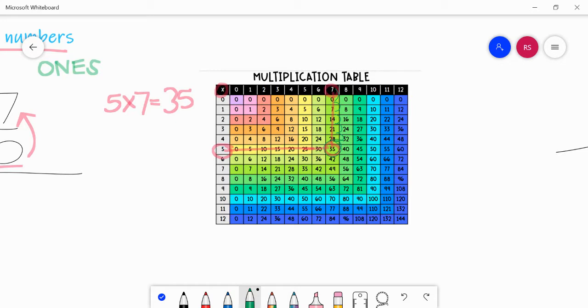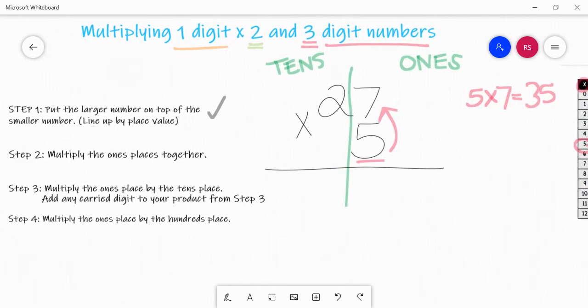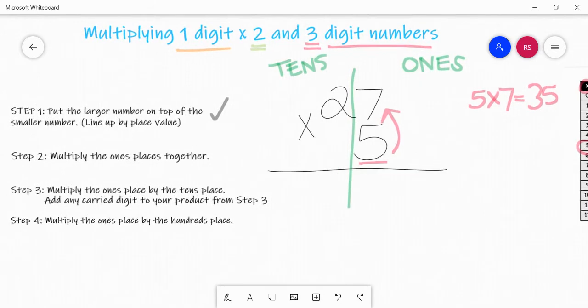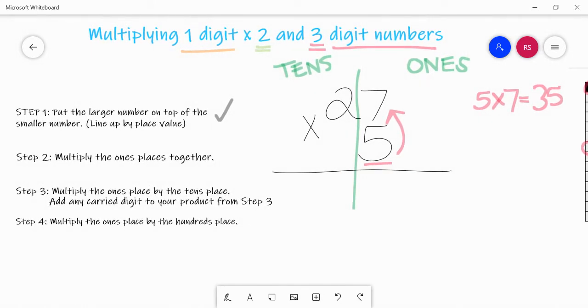So you can count down, count over, but where they meet is the product. So 5 times 7 is 35. But if I go back over here, I can't put 35 in the ones place, right? I know that 35 ones is equivalent to having 5 ones and 3 tens. If we look at our place value, this is 3 tens and 5 ones.